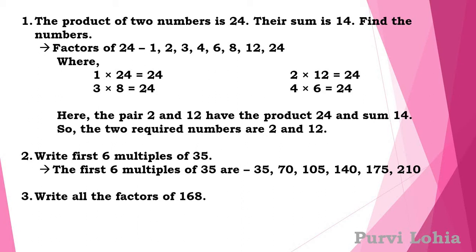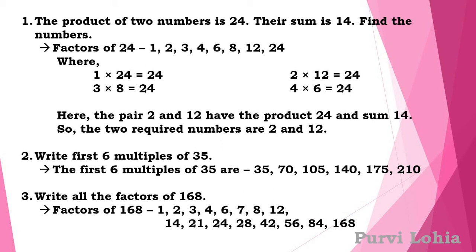Third question, write all the factors of 168. So all the factors of 168 are 1, 2, 3, 4, 6, 7, 8, 12, 14, 21, 24, 28, 42, 56, 84 and 168. So here also you see that all the factors are there in pairs. Okay, so 1 into 168, 2 into 84, 3 into 56, 4 into 42, 6 into 28 and like that.